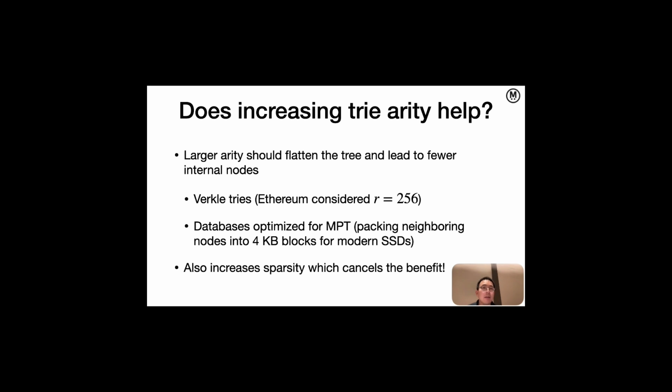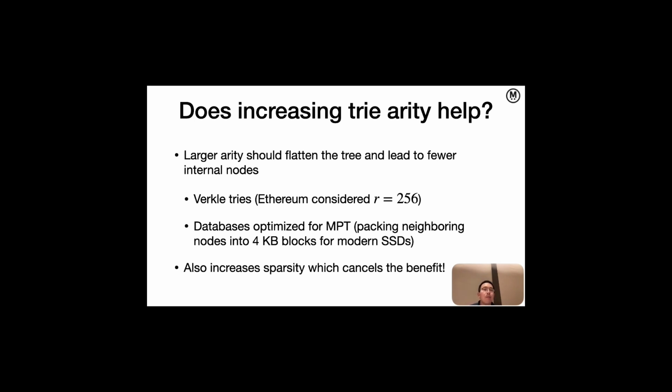So actually, there have been many attempts, for example, verkle tries, pioneered by Ethereum as a potential candidate for replacing Merkle-Patricia trie, although I don't think the plan is panning out, which considered an arity of R equal to 256, which is 16 times higher than Merkle-Patricia tries.